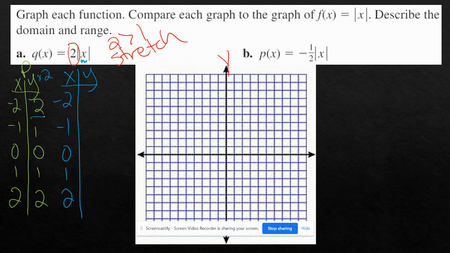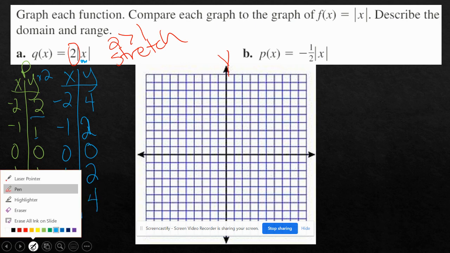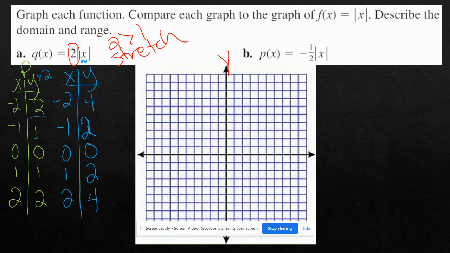But I'm doing this. 2 times 2 is 4. 1 times 2 is 2. 0 times 2 is 0. 1 times 2 is 2. And 2 times 2 is 4. So if I'm using these new ones, we're here at 0, 0, 1, 2, 2, 4.